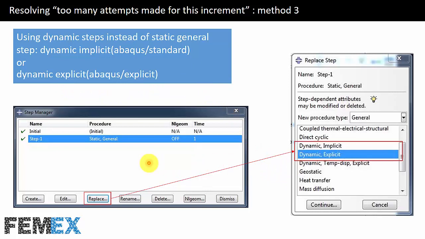For example, if you used a static general step and then the too many attempt error occurred and you used method 1 and method 2 to overcome this error, but it doesn't work, you can change and replace your static general step to dynamic implicit and dynamic explicit.